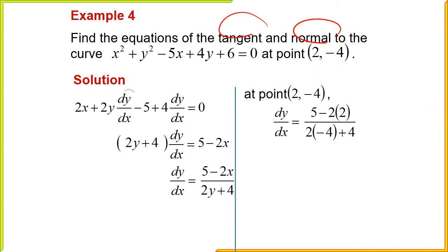Okay, so now we have the value of dy/dx, which is the gradient of the tangent, equal to -1/4. So how about the gradient of the normal? It will be the negative of 1 over -1/4, which is equal to 4. So now we have both gradients for tangent and normal. We can substitute the values into the equation form.